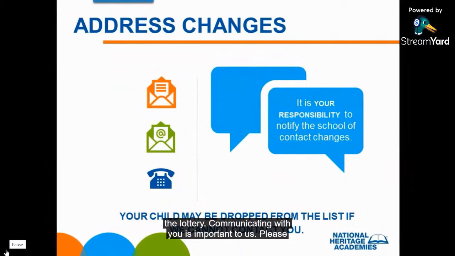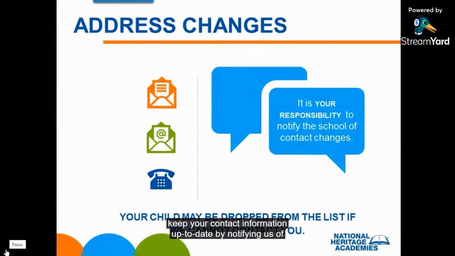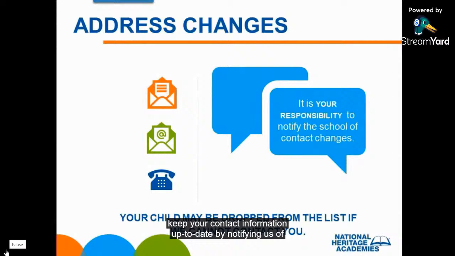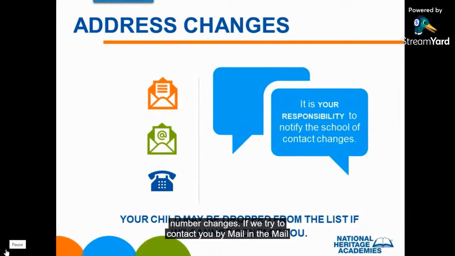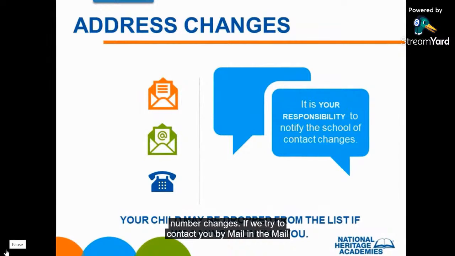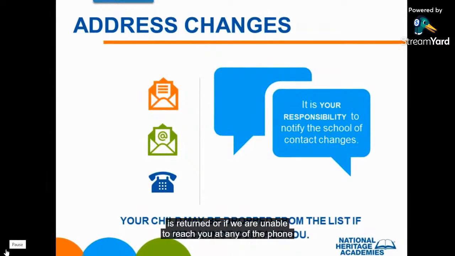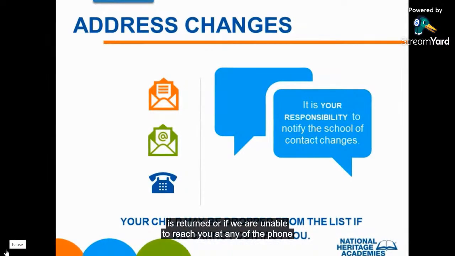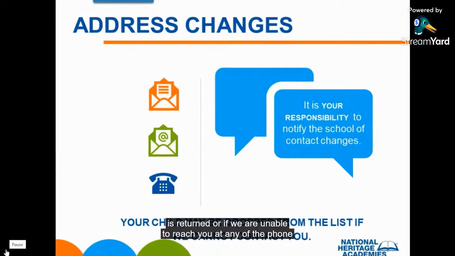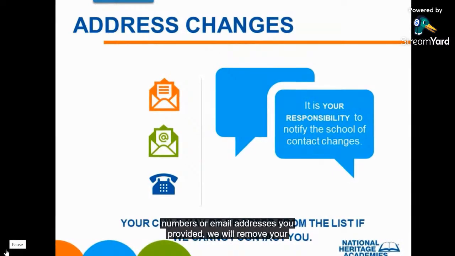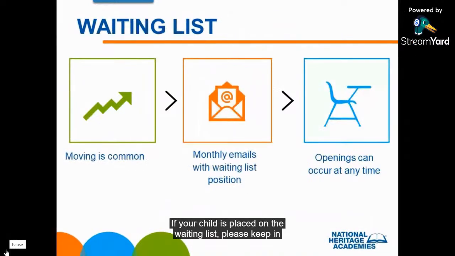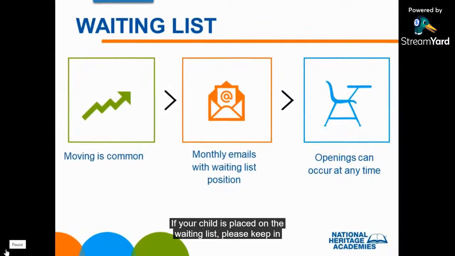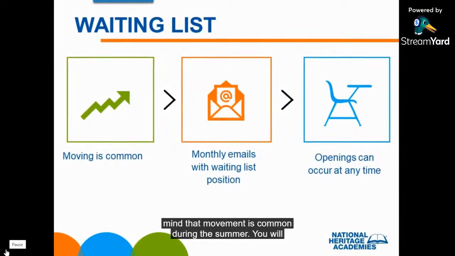Communicating with you is important to us. Please keep your contact information up to date by notifying us of any address, email, or phone number changes. If we try to contact you by mail and the mail is returned, or if we are unable to reach you at any of the phone numbers or email addresses you provided, we will remove your child's name from the list.